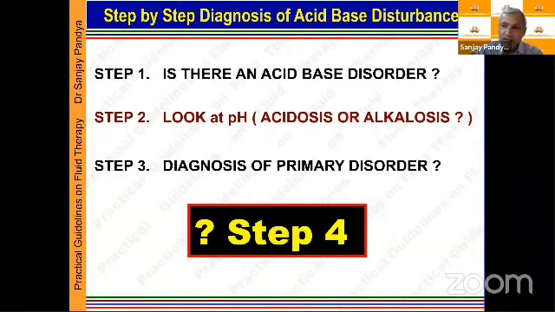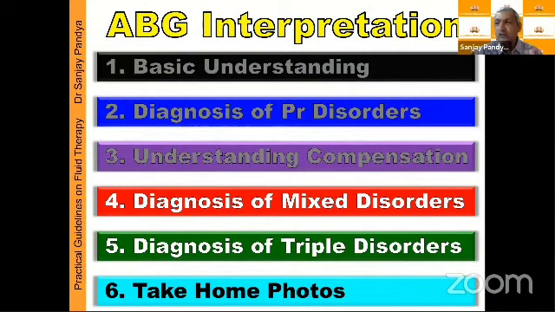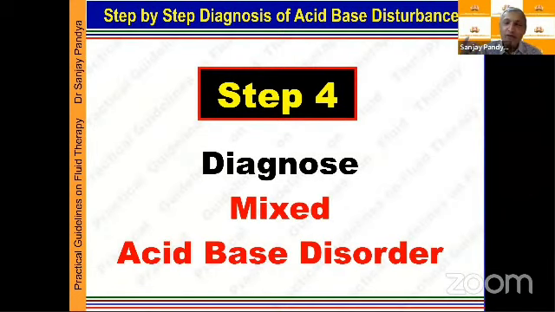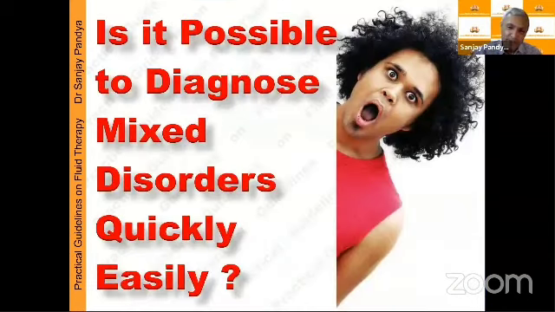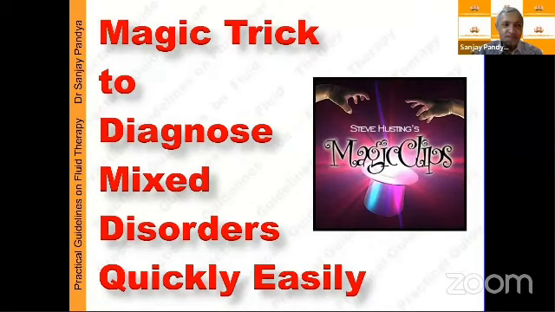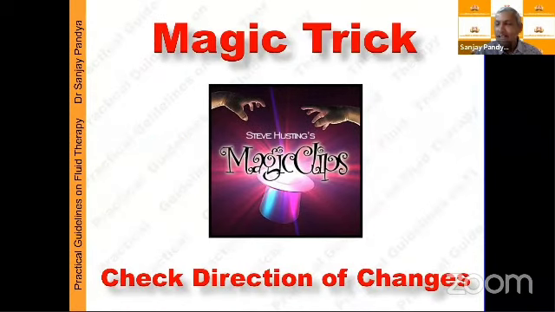Now, when we want to learn the mixed disorder, first and foremost, I would like to let you know a magic trick to diagnose mixed acid-base disorders. With this magic trick, in just 5 seconds, you can pick up mixed disorders. Is it possible to diagnose mixed disorder quickly and easily? For those who are with me today, the answer is yes. Answer is very simple. Check direction of changes. It will take just 5 seconds.